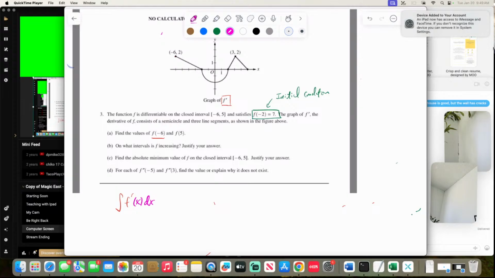C, minimum value, absolute minimum value. For this, you guys need to understand there is an x and there is an f. Which point are you including? Which x value should you include?